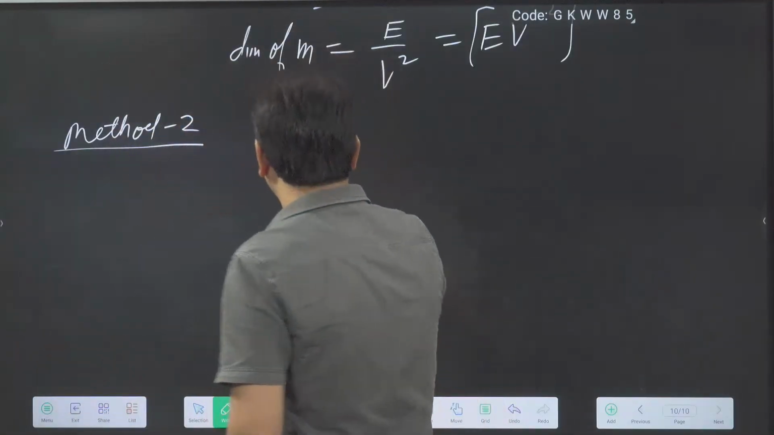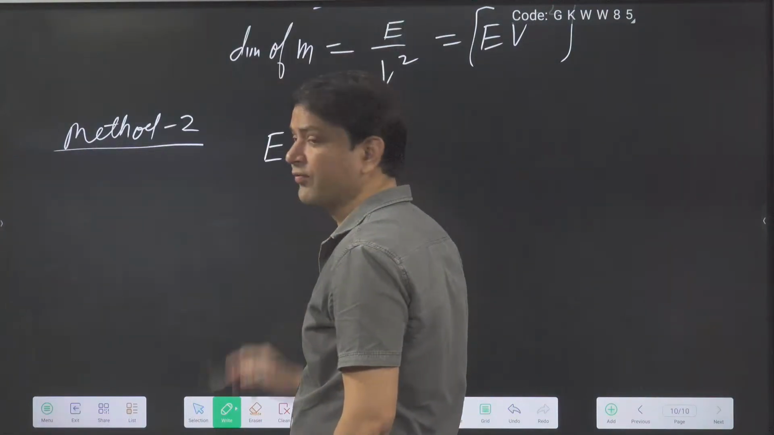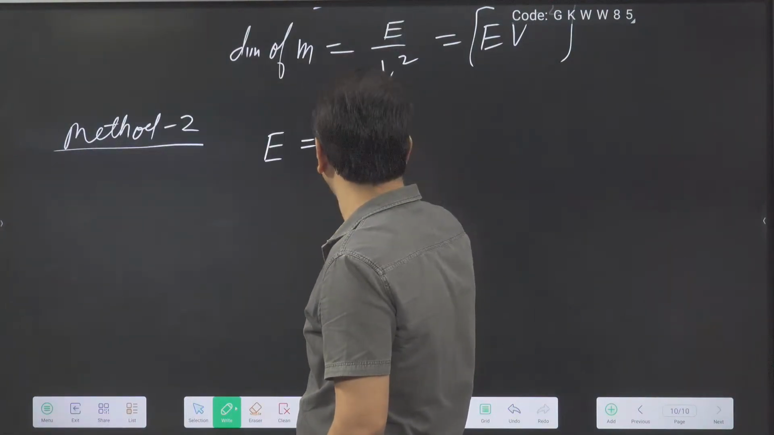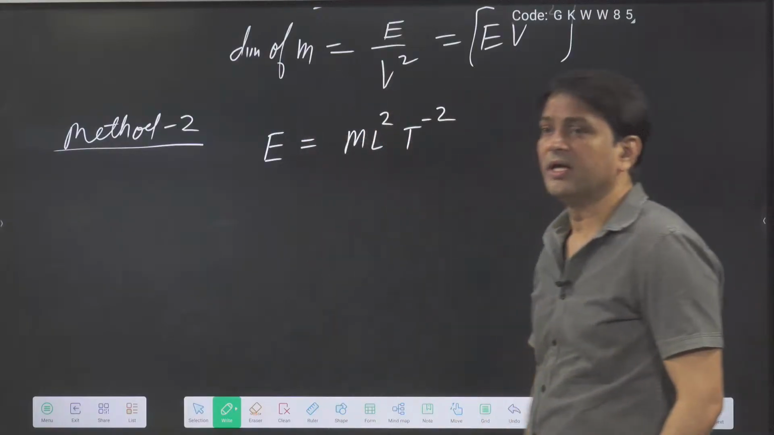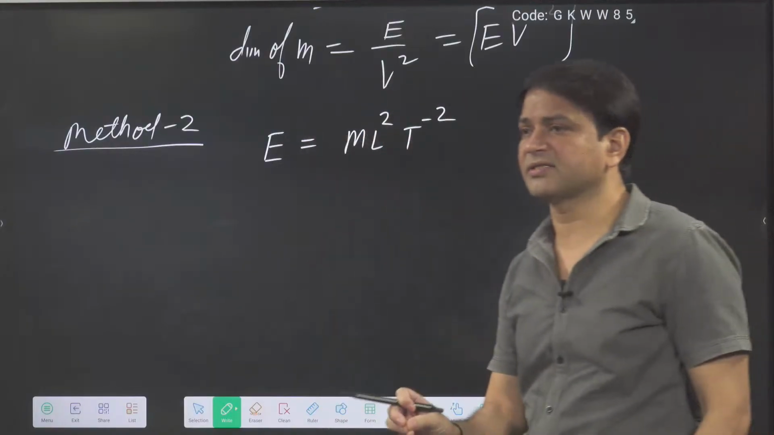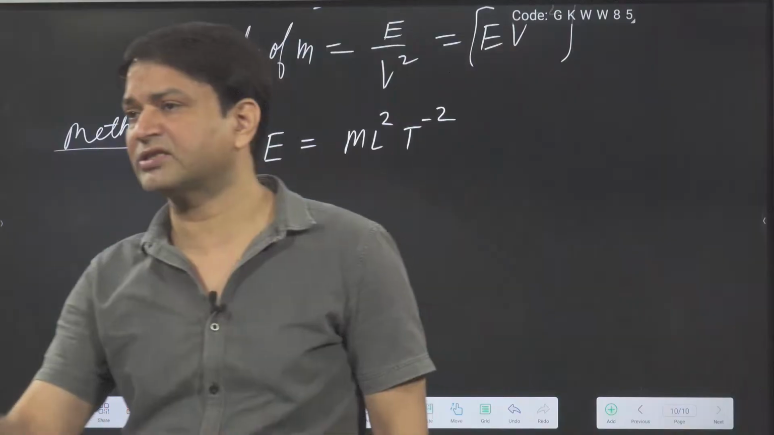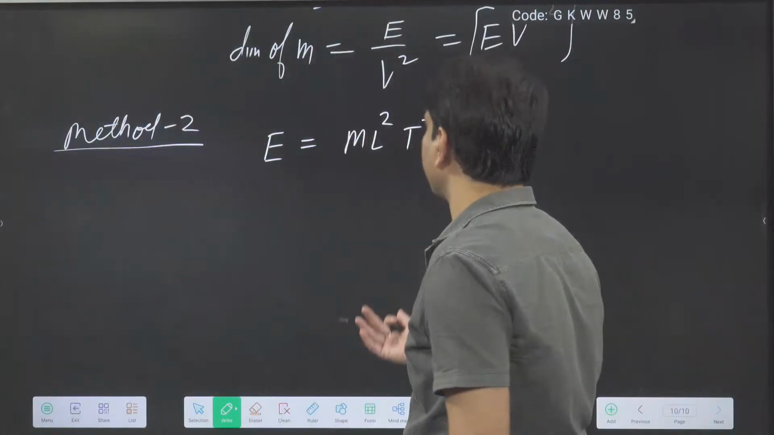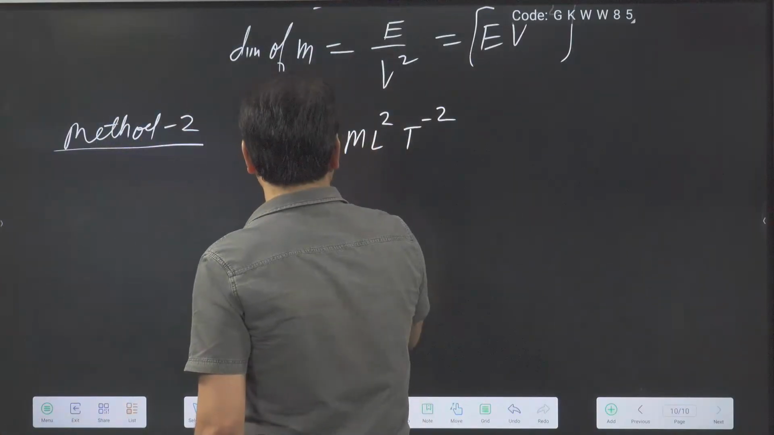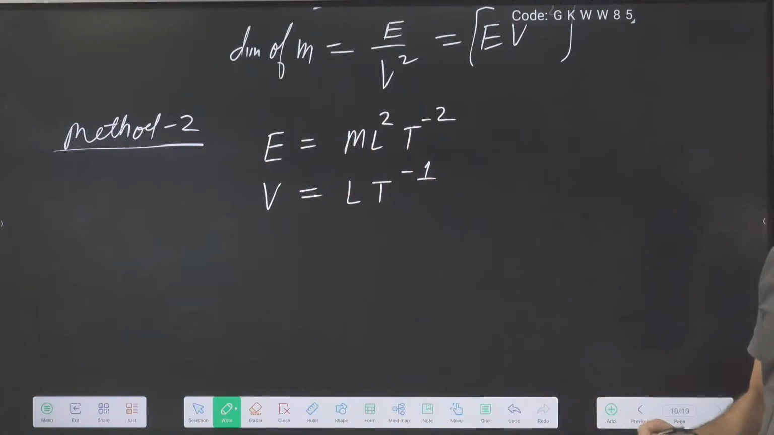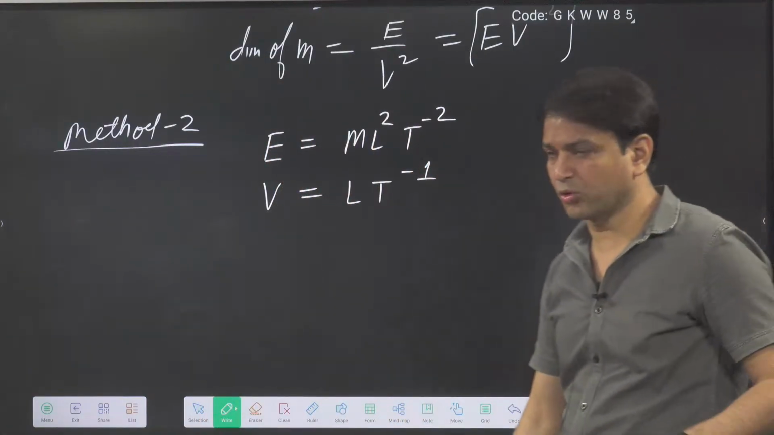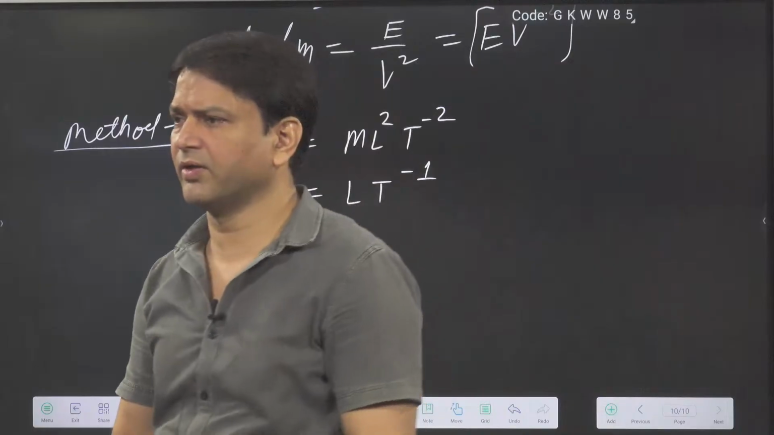So energy is derived. They are saying take as fundamental. So energy dimension is ML2 T minus 2. So which derived quantity they are saying to take as fundamental? First write their dimension. Second derived quantity, V, they are saying take as fundamental, then LT minus 1. These two derived quantities we are taking as fundamental. T is already given as fundamental.